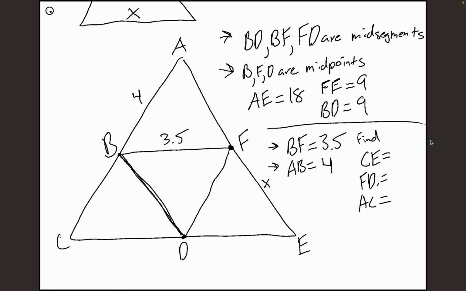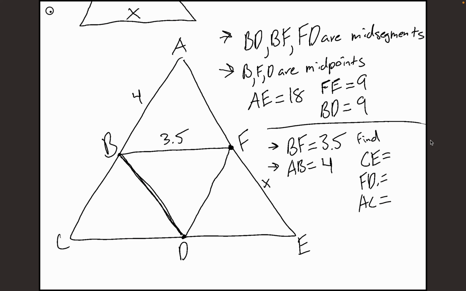Now, I labeled what we're given, so use that to help you guys. And what does it mean for a mid segment? All right, and know where those midpoints are. I know AC is 8. I gave him that, 3.5.